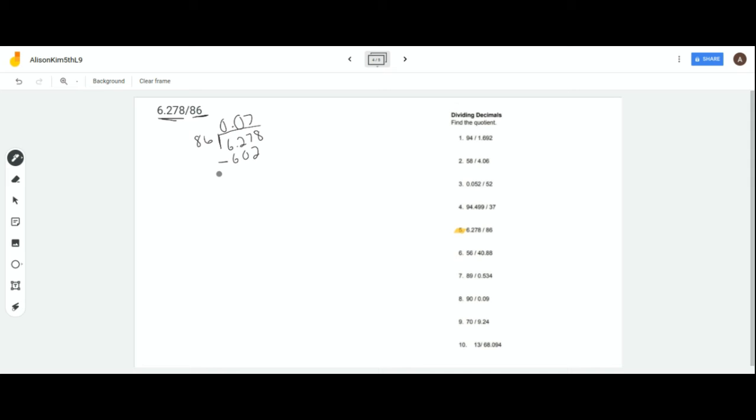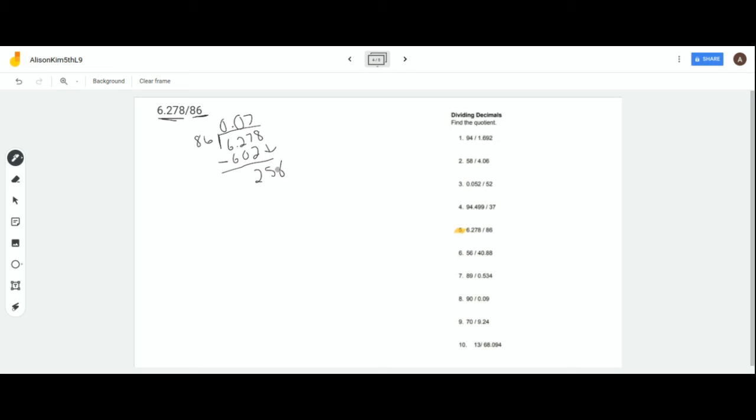Right? 602. Now we subtract. 7 minus 2 is what? 5. 2 minus 0 is what? 2. And we disregard the 0 for now. And 6 minus 6 is just 0, so we just put nothing. Now we bring down the 8.